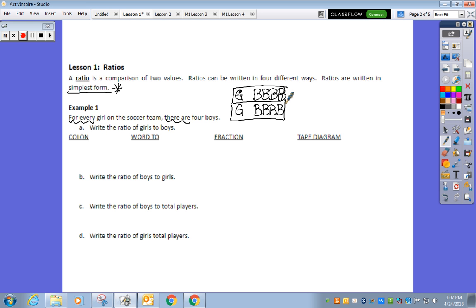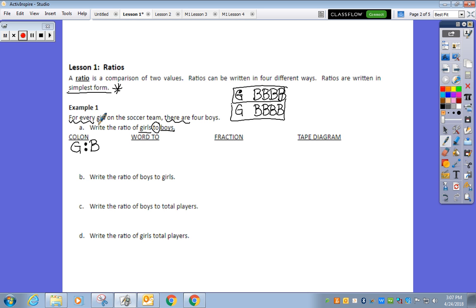So we can write this ratio in a bunch of different ways. If we want to write the ratio of girls to boys, one thing to keep in mind is that ratio order is very specific. If it's telling me to write the ratio of girls to boys, the number of girls has to come first, the number of boys has to come second. So the 4 different ways to write it, the first one is with a colon. So if I'm writing the girls to boys, it would be girls, colon, boys. So the number of girls, colon, the number of boys, and that colon is those 2 dots.